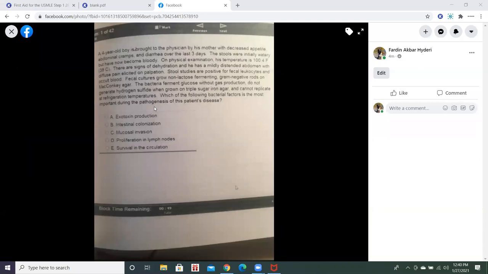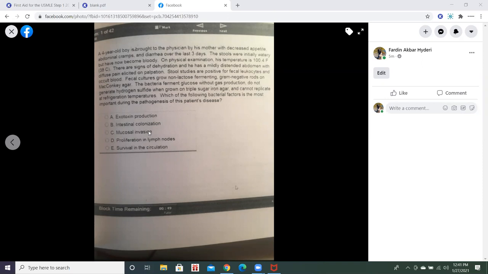Okay, what is the answer? Shigella? Which one will cause the disease? Okay, some of you are saying A because of the toxin it produces, but over here, look at this. This patient already has dehydration, but they have bloody diarrhea. Which one of these factors is responsible for bloody diarrhea? Okay, mucosal invasion. So the answer is mucosal invasion.